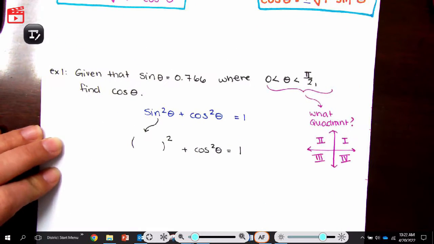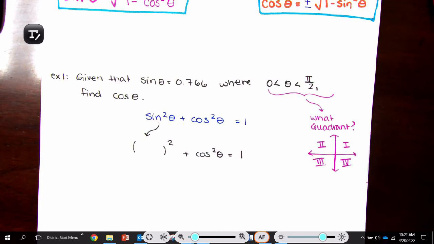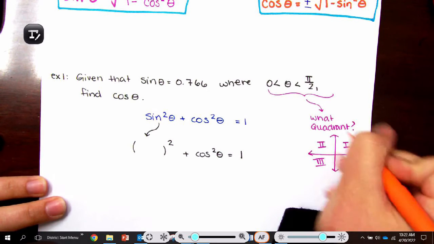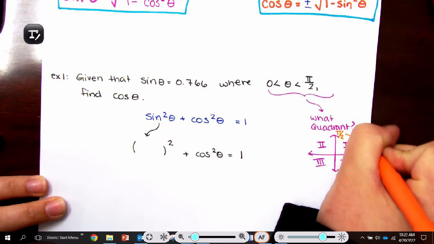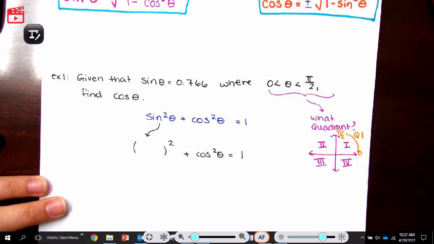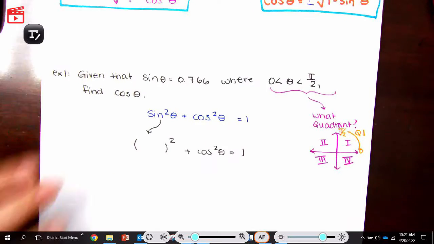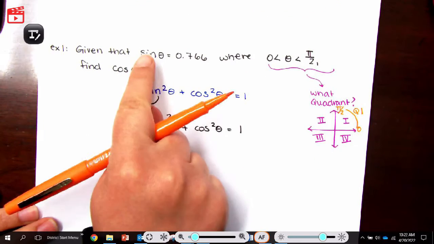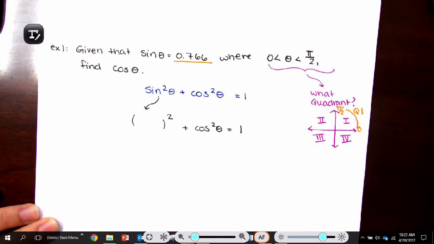Given that sine of theta is 0.766, where 0 is less than theta is less than pi halves. Now, what this information is asking you is, what quadrant is your theta in? Well, if theta is between 0 and pi halves, this right here is the quadrant 1 that your theta is in. That will determine if your answer is going to be positive or negative. So since we know that sine of theta is 0.766, we're going to use the identity.